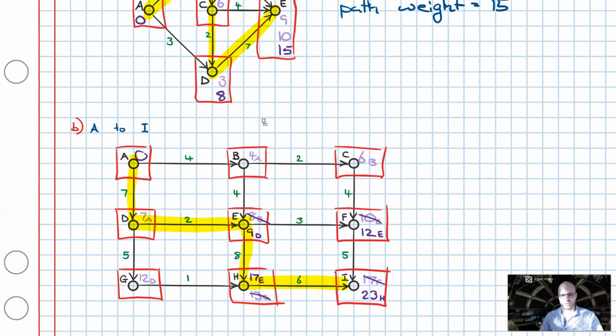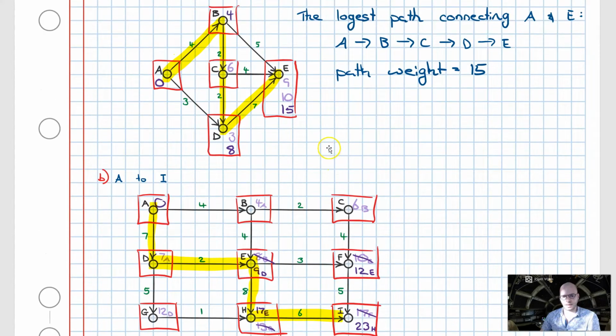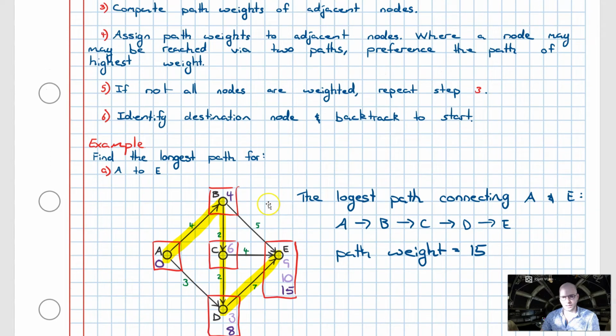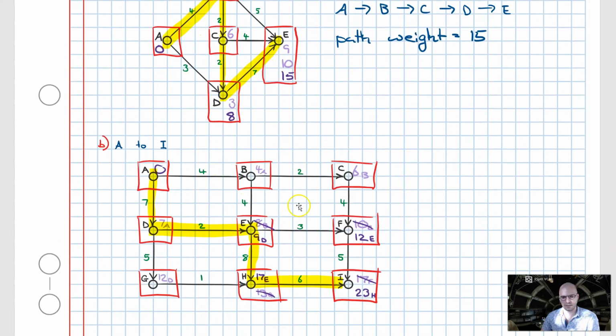So in summary, what we set out to do in this particular video was to learn how we can find the longest path between two nodes within a connected network, and we did it using these 6 steps demonstrated down here and here.